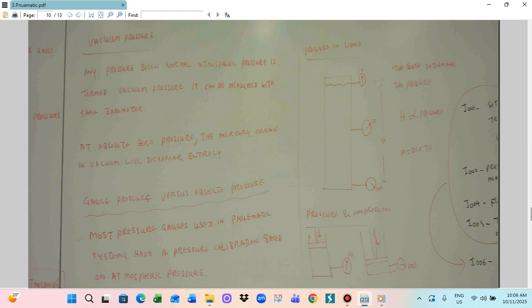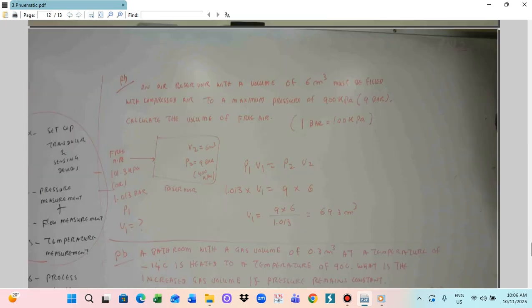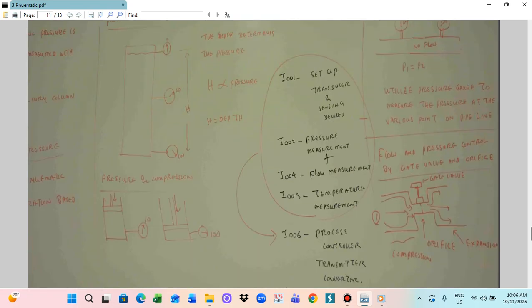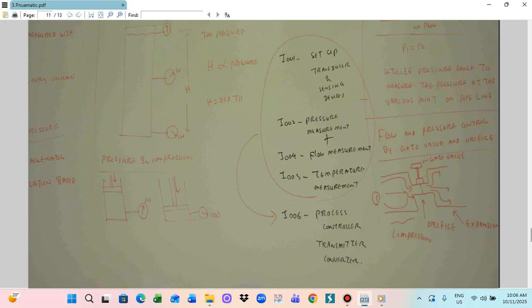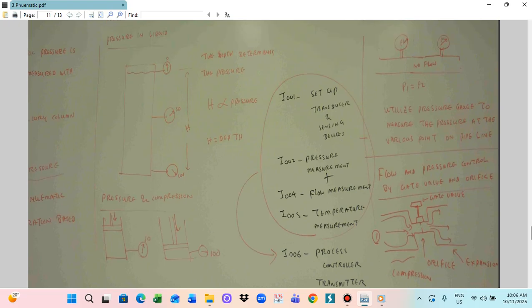These are minus pressure. So in this case, like the height, this is a depth D. So it's proportional to the pressure. It means a depth: the deeper, the higher the pressure.